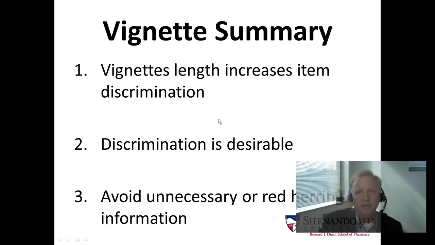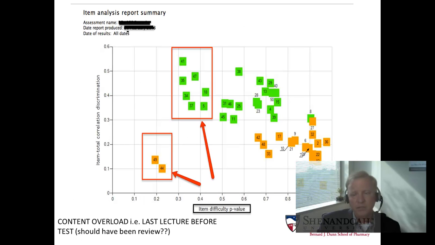So vignette summary: vignette length increases item discrimination. Discrimination is desirable, and you want to avoid unnecessary red herring information. You don't want to just fluff up your vignettes for the sake of confusing people. Clinical relevance is key to your question stems. So what does this look like? This is an example of an item analysis report from an exam, and it shows you along the x-axis the p-values, and along the y-axis the item correlation discrimination.